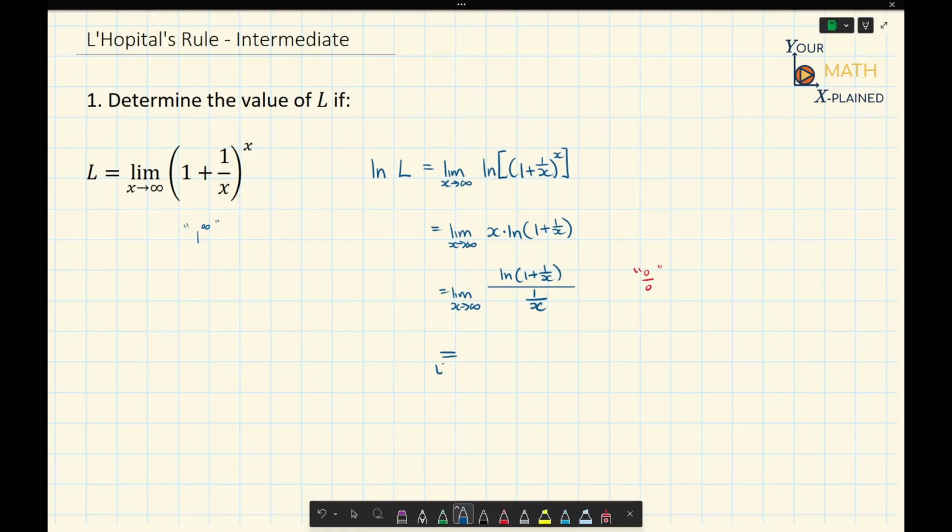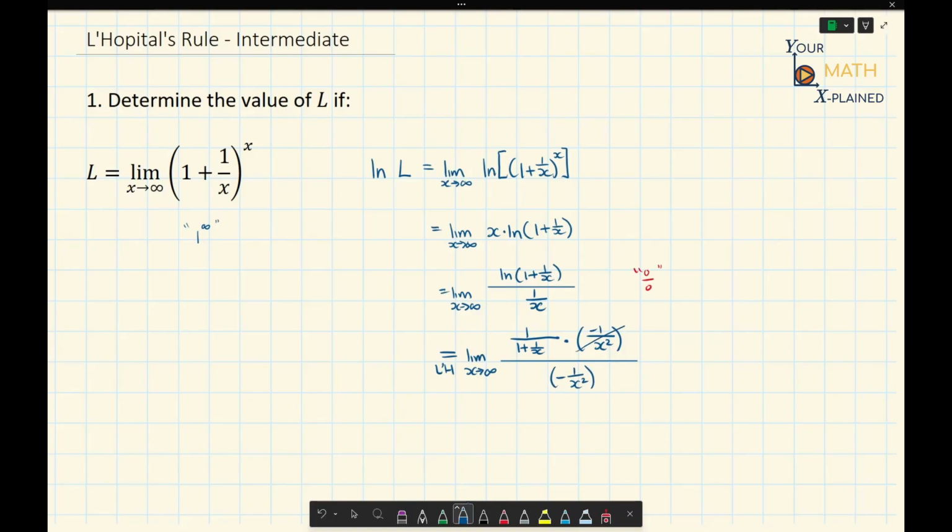So that means once we apply L'Hopital's rule, this is equal to the limit as x approaches infinity of 1 over (1 plus 1 over x) times negative 1 over x squared. So this is the derivative of the numerator. And now we take the derivative of the denominator separately, which is negative 1 over x squared.